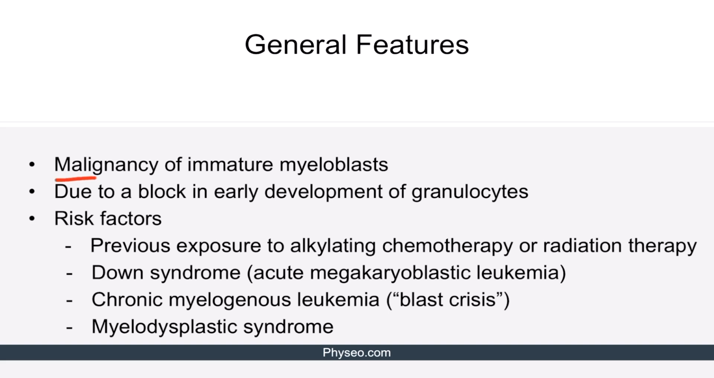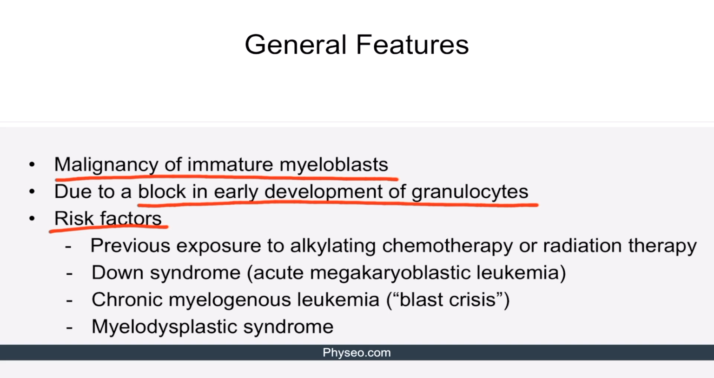Starting slide 15. Acute myelogenous leukemia is a malignancy of immature myeloblasts. It's due to a block in the early development of granulocytes. The risk factors include previous exposure to alkylating chemotherapy or radiation therapy. Both of these types of therapy can induce irreversible changes in the bone marrow stem cells, which increases the risk for AML. Down syndrome is also associated with a specific subtype of AML, namely acute megakaryoblast leukemia.